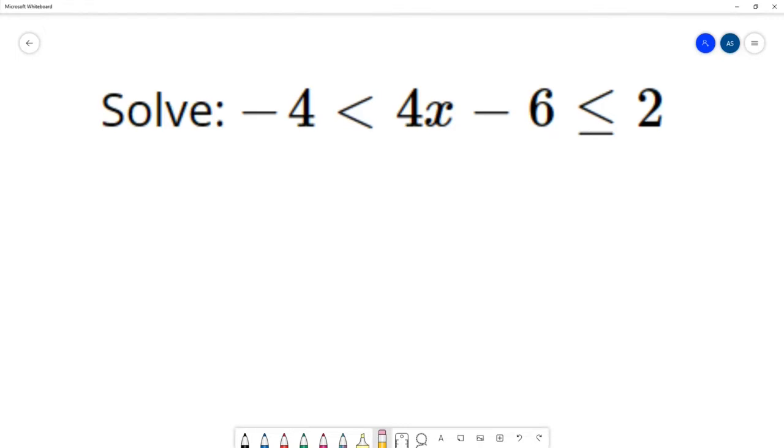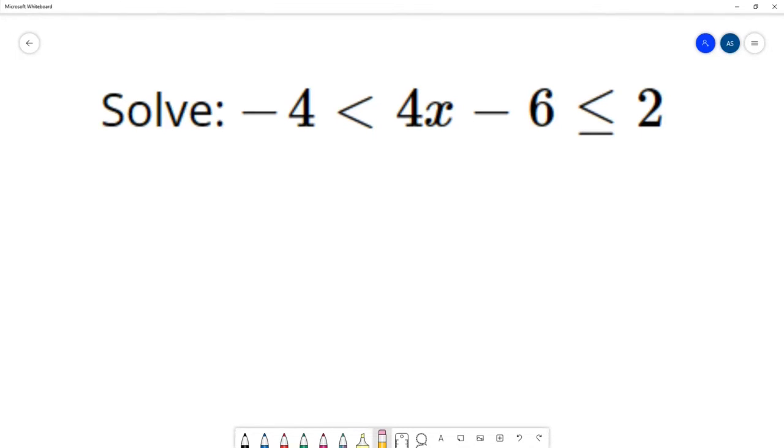We're going to continue with the next 5 questions from the practice test. This question says solve -4 is less than 4x minus 6 is less than or equal to 2.